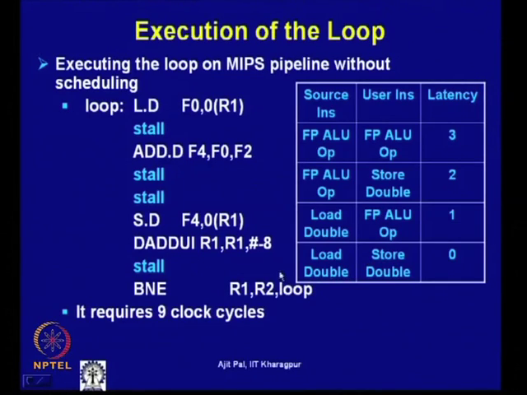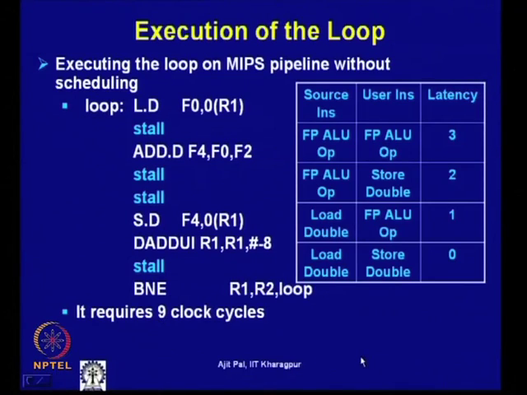So, you will require 1 stall here, and 1 stall has to be introduced here because you will not get the proper value in R1, and unless one stall is introduced, you will not get the correct value and it will not jump to the proper location. So, we find that 4 stalls are required, and the total number of clock cycles required to execute each pass of the loop is 9 clock cycles: 1, 2, 3, 4, 5, 6, 7, 8 and 9.